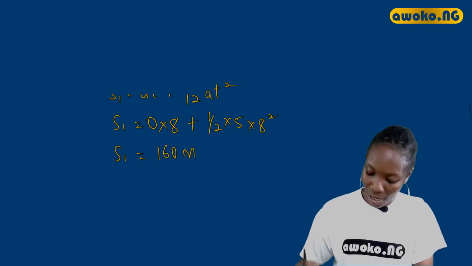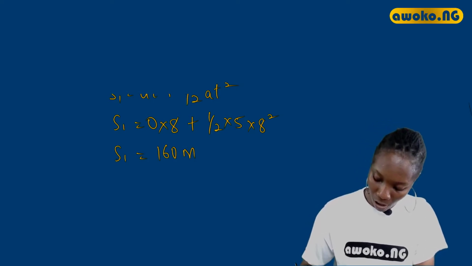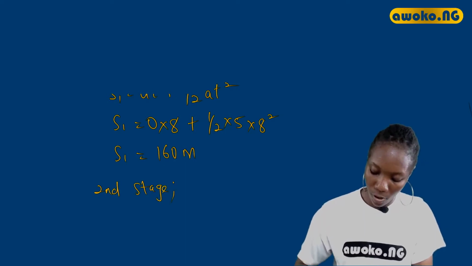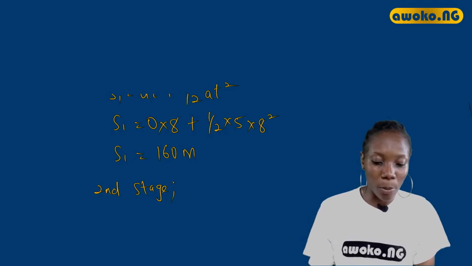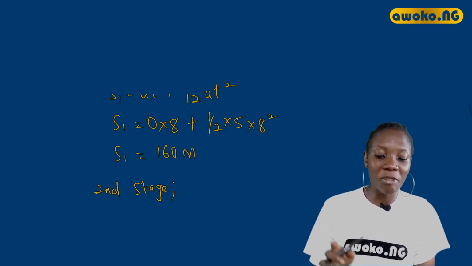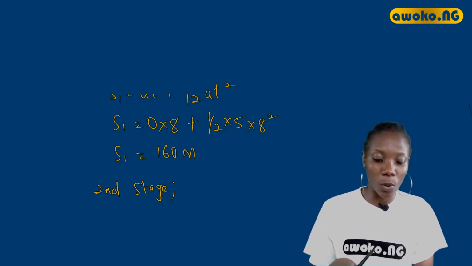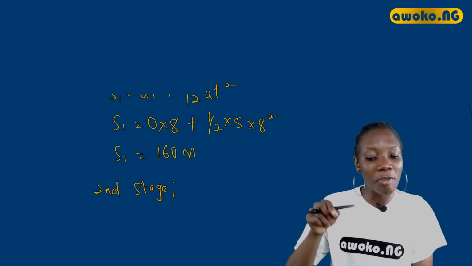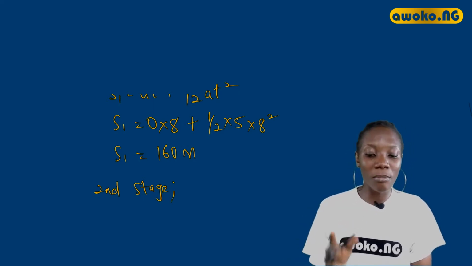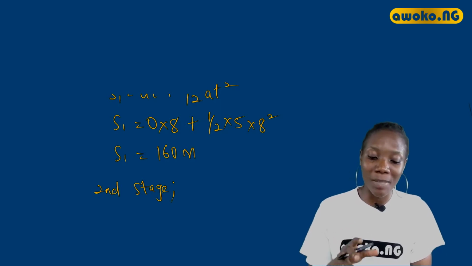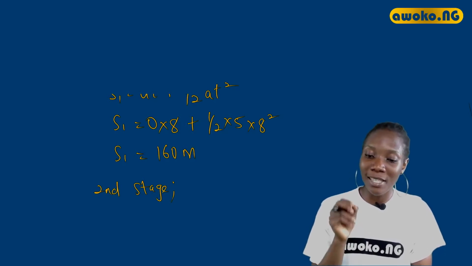Now to get the second distance, we see the second stage of the journey. Second stage. Now let's go back to our question. After it reaches a velocity of 40 meters per second in 8 seconds, it then travels uniformly, that is under a constant speed, for 12 seconds.